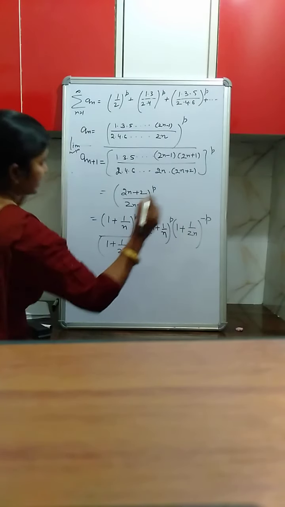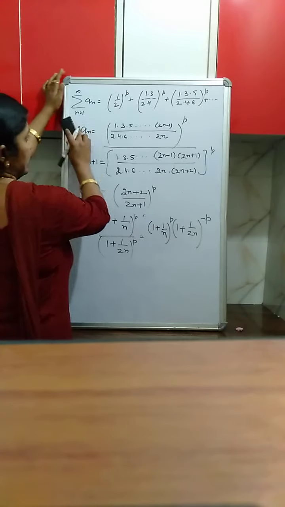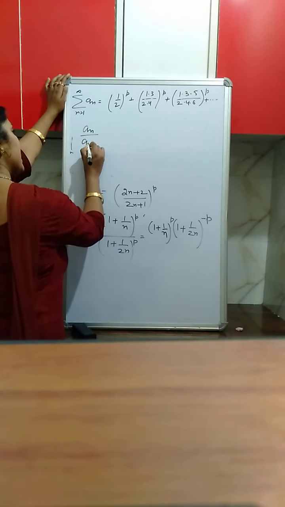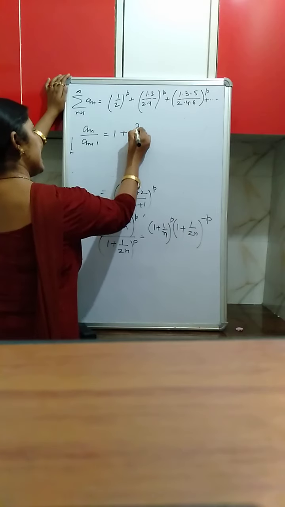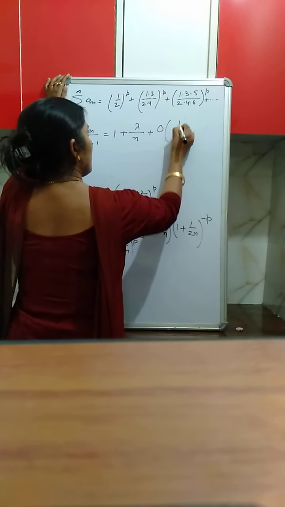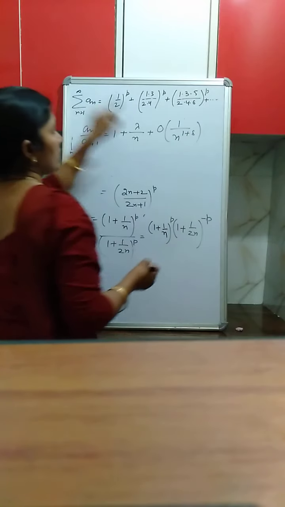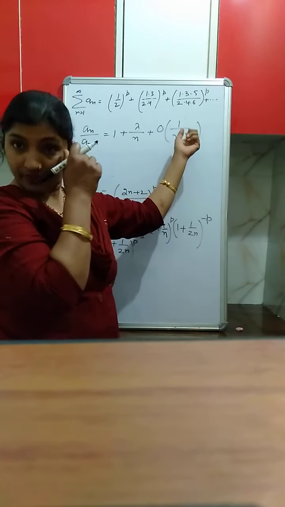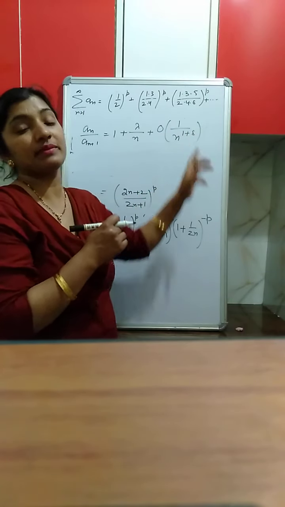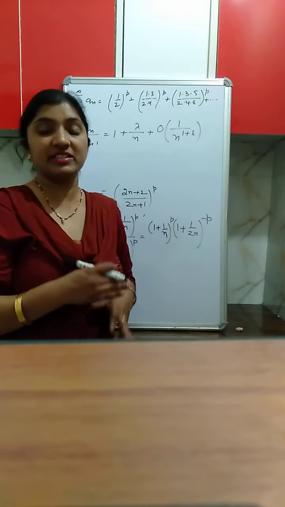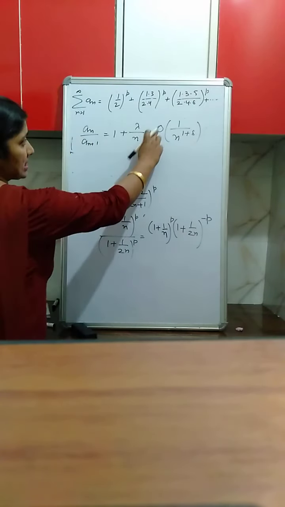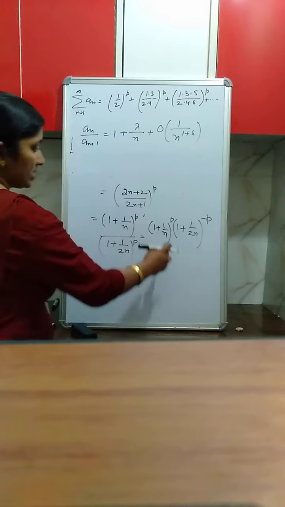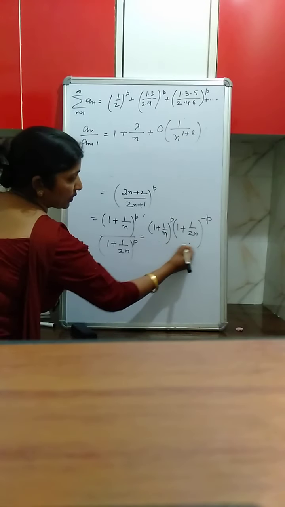Okay. As in the case of the Gauss test, what we do is make an expression of this form. We express a_n upon a_(n+1) as 1 plus lambda by n plus order of 1 upon n raised to the power 1 plus delta. Here, order of 1 upon n raised to the power 1 plus delta means the next terms will be n square, n cube and higher order terms, which can be neglected. Okay. So this O means other terms will be like these and higher powers of this.